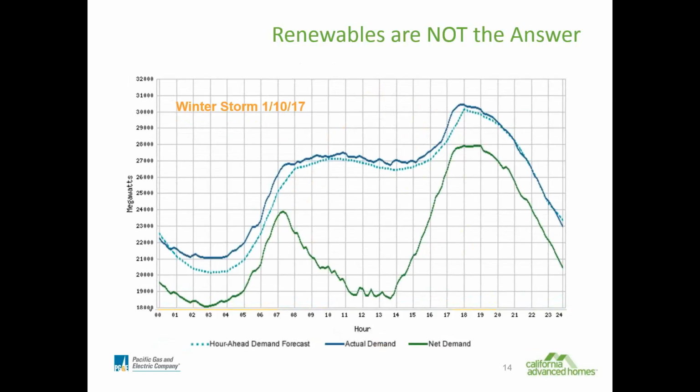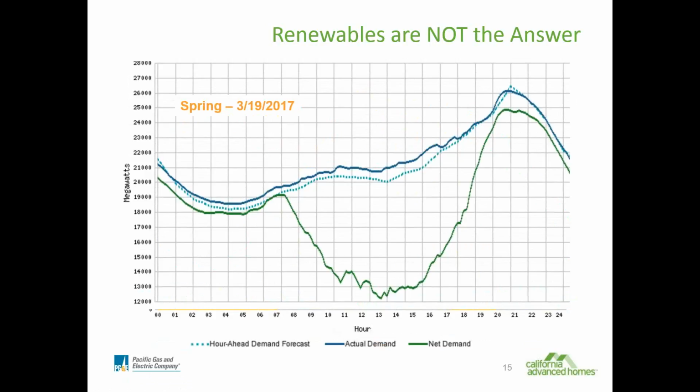And this is, if you take what the solid blue line is the actual demand, the dotted is the forecasted demand, and then the green is the net demand. So if you take out that solar contribution or the renewable contribution, that's what it looks like. That was that day in January, and this was Sunday.